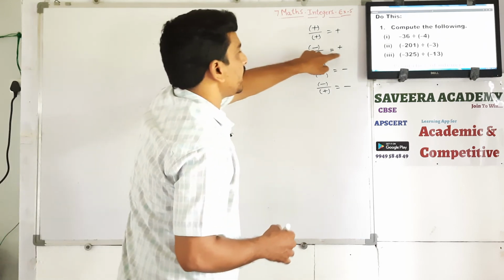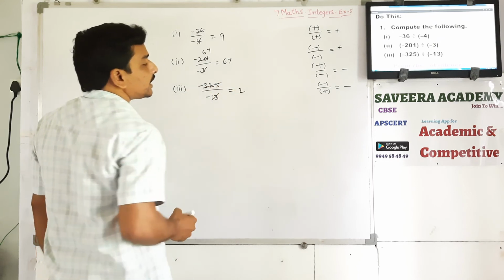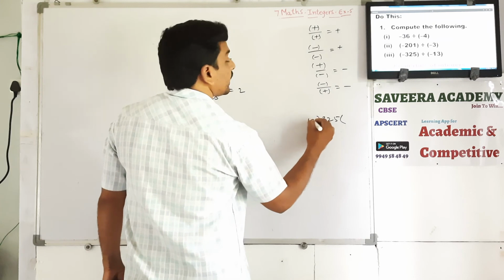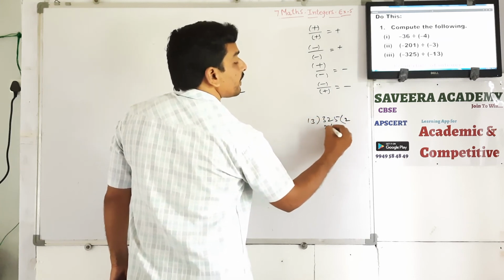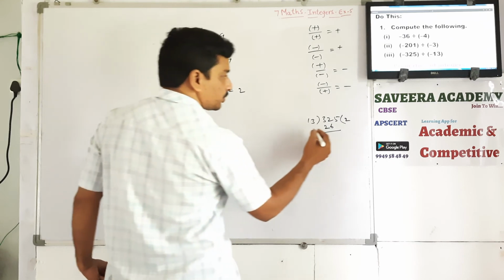Here see, minus by minus, plus you will get. So plus, how many times does it go? 2 13s are 26. Here see, 325. Okay, 13 table. 2 13s are 26, 3 13s are 39. It becomes more, so 2 times only we will take.